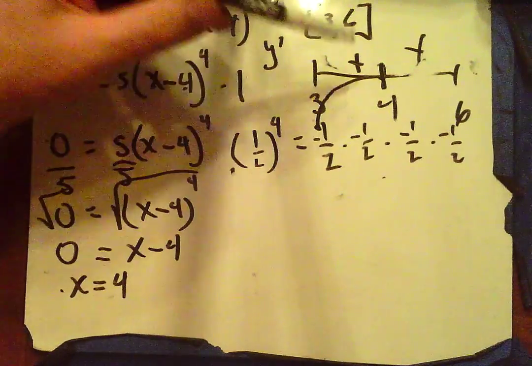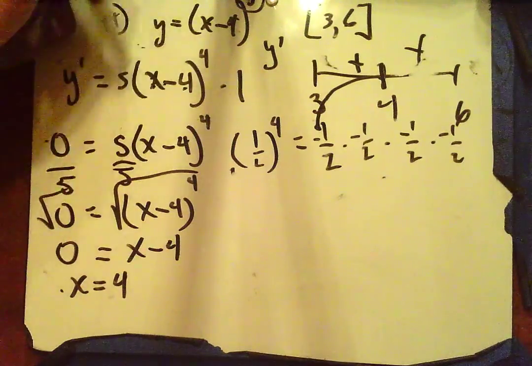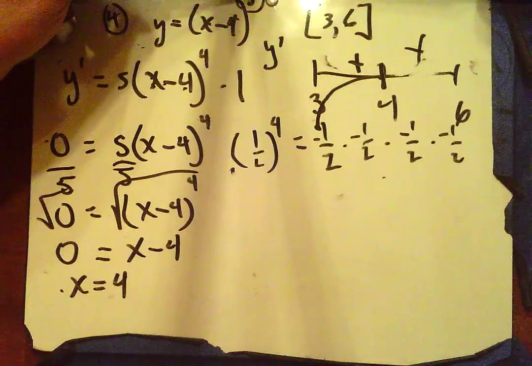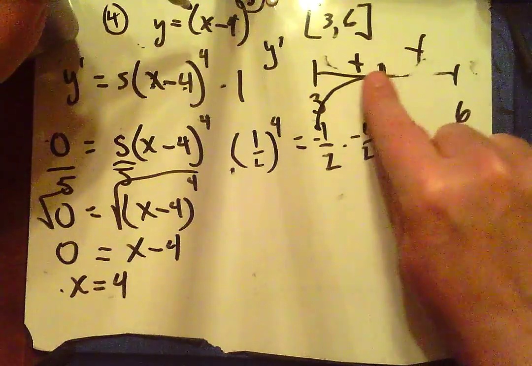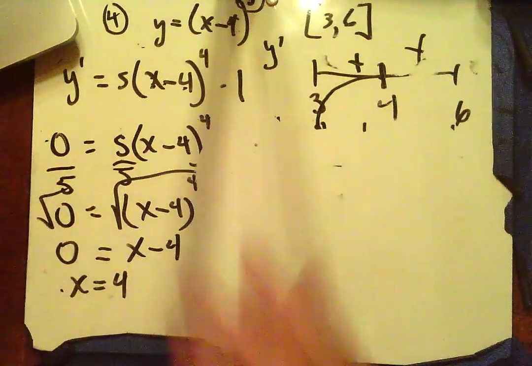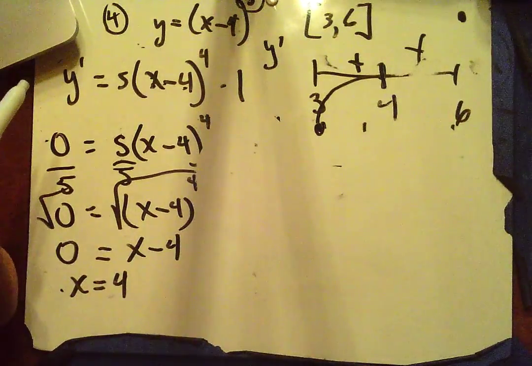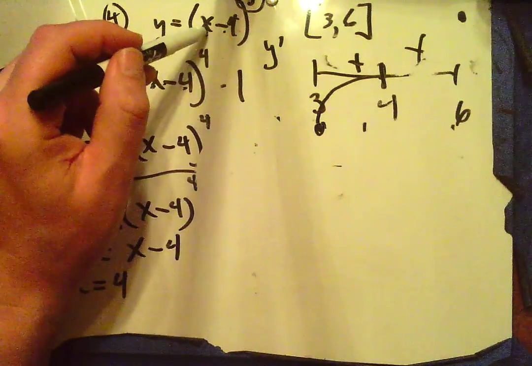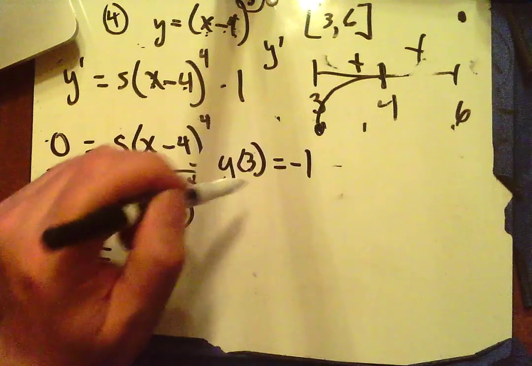And I was basing my assumption about what the sign should be over here based on thinking about the graph of this. And really, I was supposed to be thinking about the graph of this fifth-degree polynomial, which is increasing until 4, where I have a slope of 0, and then after 4 is increasing again. So in this situation, my minimum is at 3, and my maximum is at 6. Okay, so if I plug in 3, 3 minus 4 is negative 1. Negative 1 to the fifth is negative 1. So y of 3 equals negative 1.